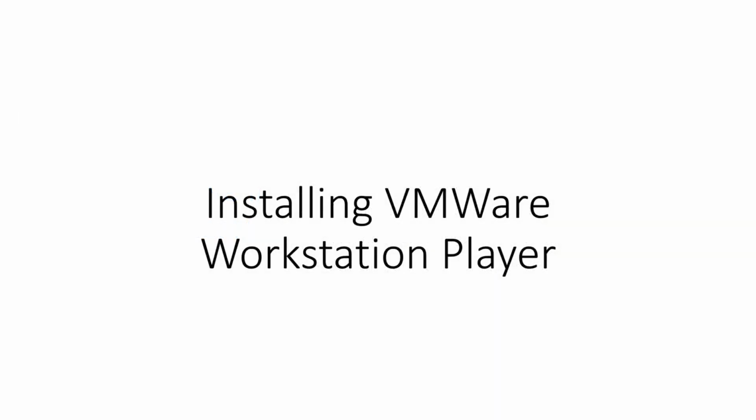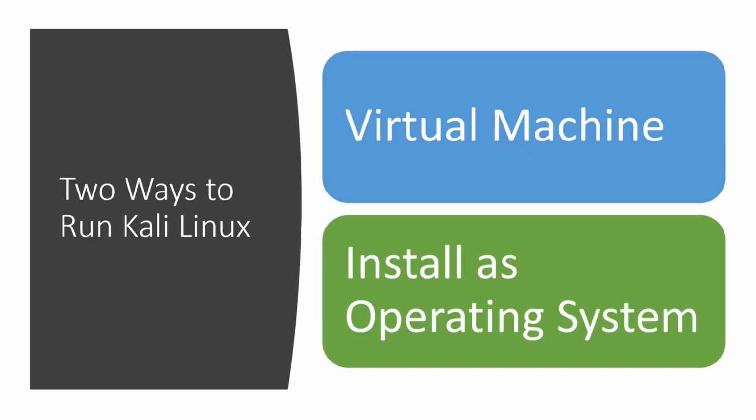All right, the first thing that we're going to need to do is to install software called VMware Workstation Player. Now we have two ways to run Kali Linux. We can either run Kali Linux through a virtual machine, or we can install it as an operating system on a hard drive. For this course and this lesson, we're going to be using a virtual machine, and preferably we're going to be using VMware Workstation Player. I'm going to show you how to install VMware Workstation Player, and I'll show you some of the alternatives to it as well. So let's go ahead and dive right in.